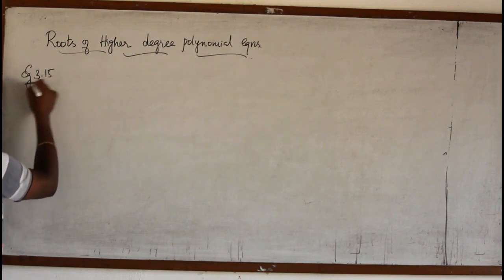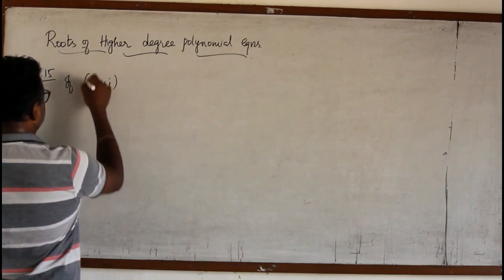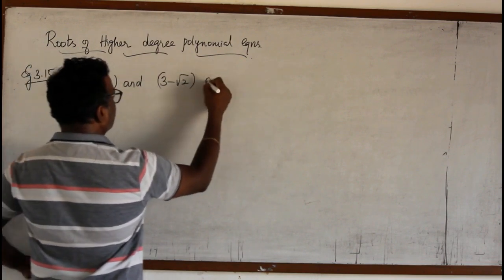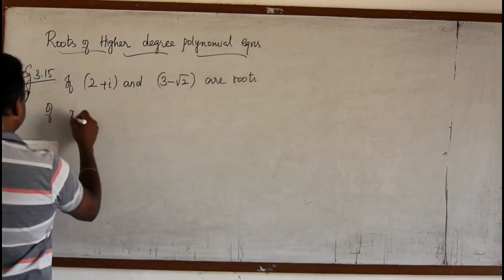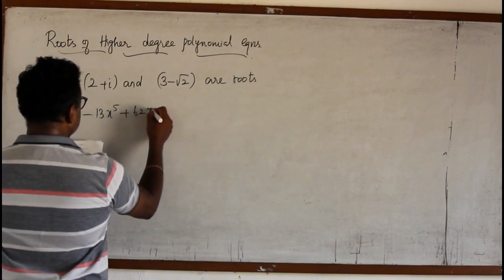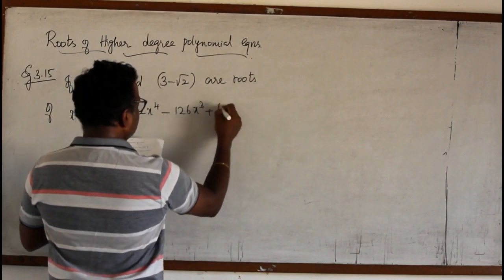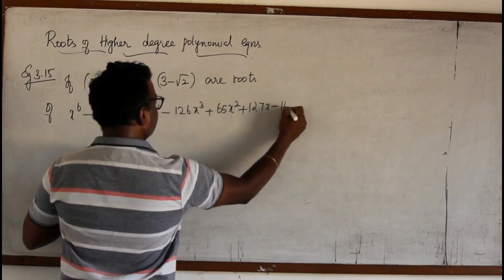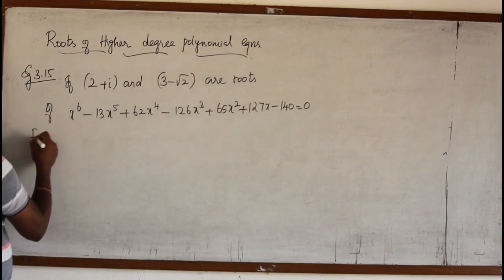Example 3.15. If 2 plus i and 3 minus root 2 are roots of x power 6 minus 13x power 5 plus 62x power 4 minus 126x cube plus 65x square plus 127x minus 140 equal to 0, find the remaining roots.